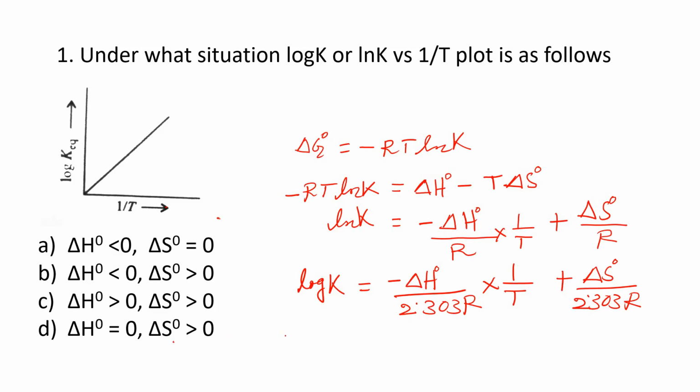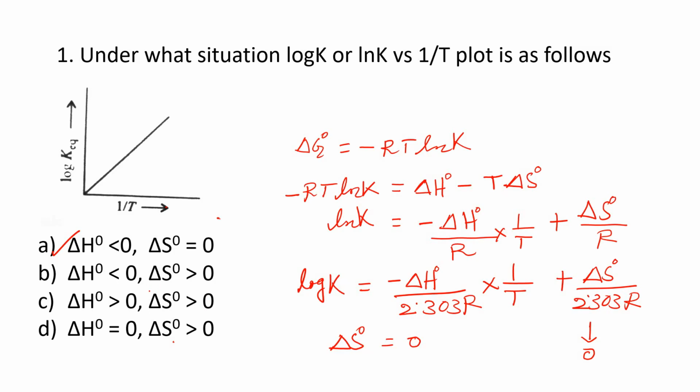So this should be 0, which means your delta S naught should be equal to 0. And this should be positive, since y is equal to mx. Positive means delta H0 must be negative, that is less than 0. If it is negative, then negative will become positive. So here you will see the option, delta H0 less than 0, delta S0 is equal to 0. So this is the correct answer.